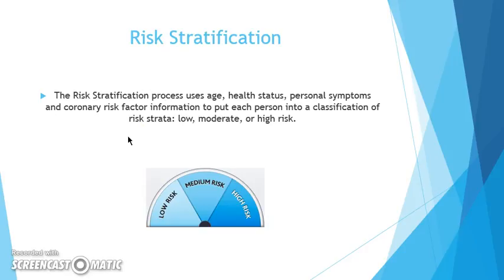Risk stratification. The risk stratification process uses age, health status, personal symptoms, and coronary risk factor information to put each person into a classification of risk strata: low, moderate, or high risk.